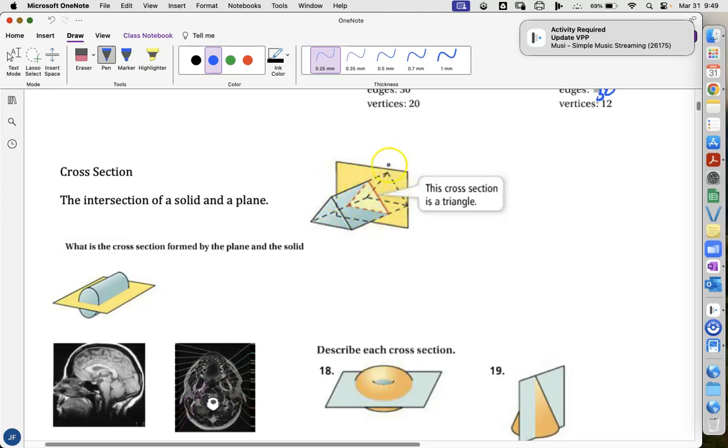Toblerone chocolate comes in triangular prisms. If you were to take a plane, as in a knife, and cut through, you're going to create this triangle as the cross section.